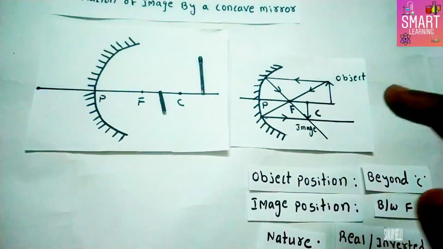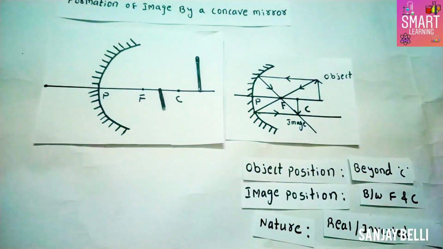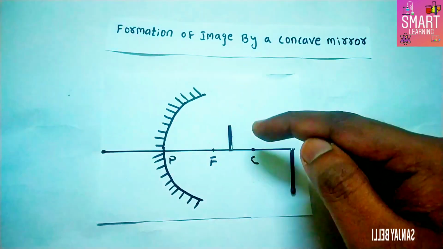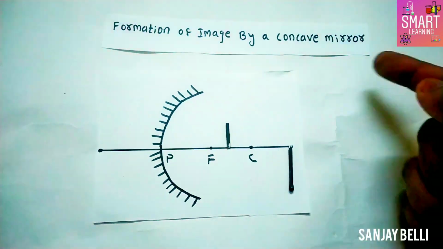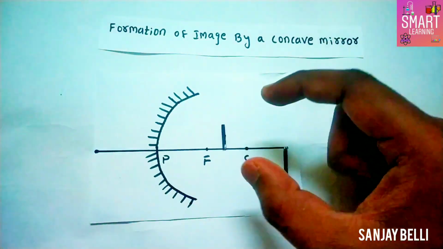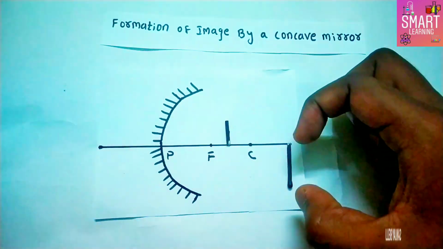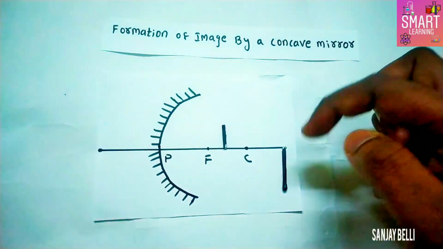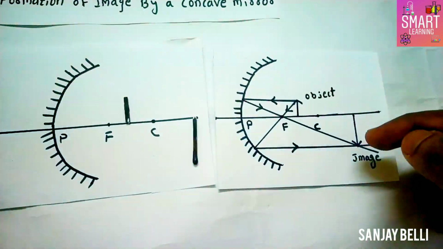So next we can place an object between F and C, and the image will be obtained beyond C. Now you see, I placed an object between F and C, and the image is obtained beyond C. That means quite opposite to your previous case. You see here the object size is smaller, the image size is bigger. That means if you place the object between F and C, an image will be obtained beyond C. By using rule 1 and rule 2 I completed the diagram.